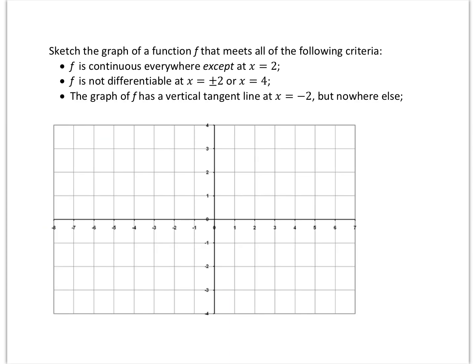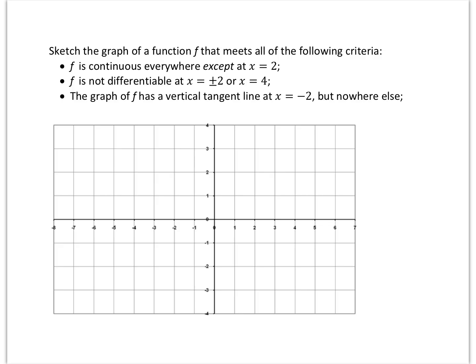Okay, similar problem where we're going to sketch a graph that meets a bunch of given criteria. So f is continuous everywhere except at x equals 2. It's not differentiable at ±2 or at 4. And the graph of f has a vertical tangent line at x equals -2, but nowhere else.